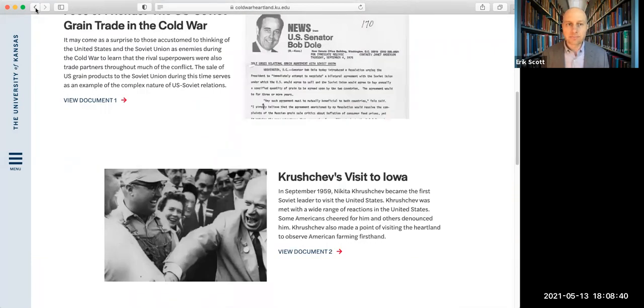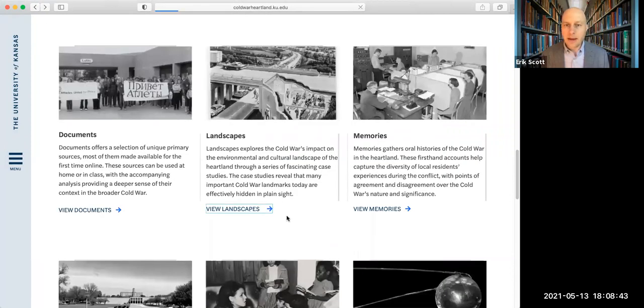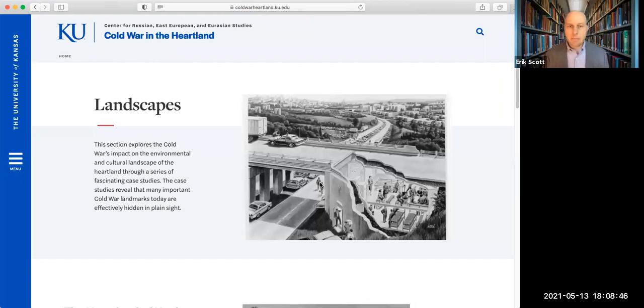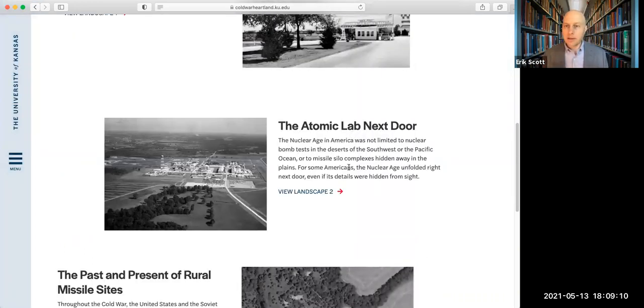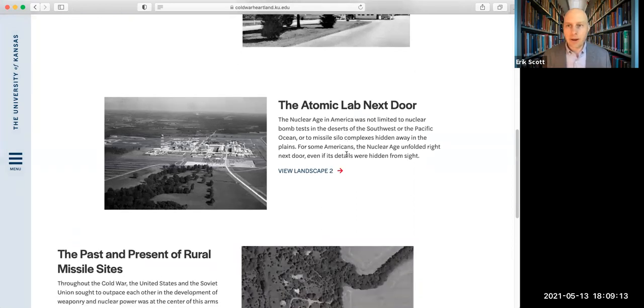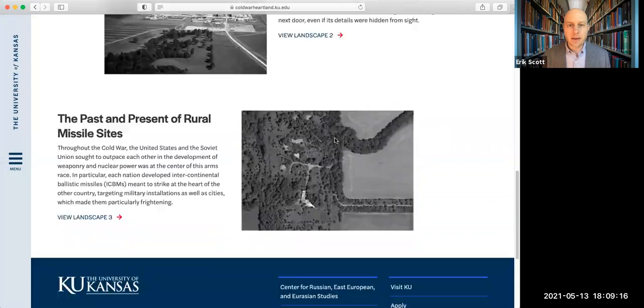Going back to the main page, the next section consists of landscapes. What we mean by landscapes are both the physical landscape and the cultural landscape of the Cold War. This is a really neat part of the website that Marjorie will talk some more about. We have case studies of the Topeka Regional Airport, which was a crucial hub in America's military strategy during the Cold War, of an atomic lab in Ohio that was hidden away, and a really interesting investigation of missile sites in Douglas County.